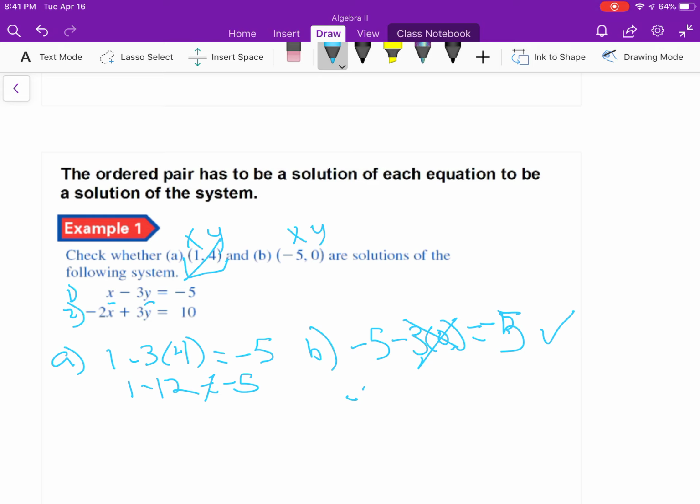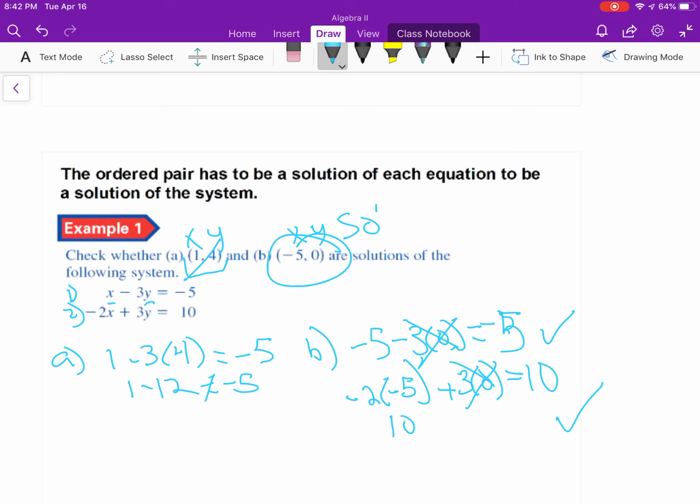So I'm going to put -2 times -5 plus 3 times 0, and that's going to work out to be 10. Again, the second term works out to be 0, and -2 times -5 is 10. 10 is equal to 10, so it works in that one too. So this is the solution to our system.